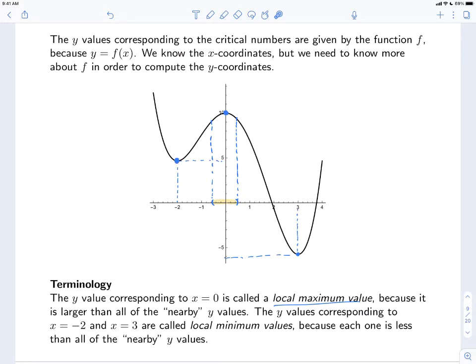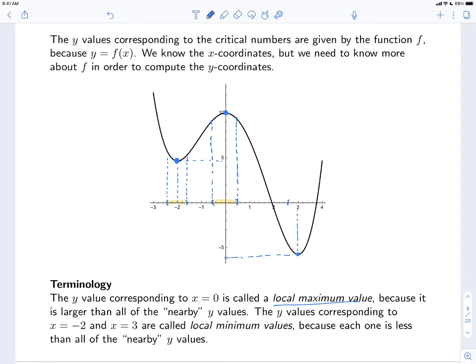And again, that just means that we can find some small open interval that contains -2 so that all of the y values corresponding to x values in that interval, so you take x values inside that interval and look at the corresponding y values, you can see that all of the y values here are larger than the y value corresponding to -2. And the same happens when x is equal to 3.